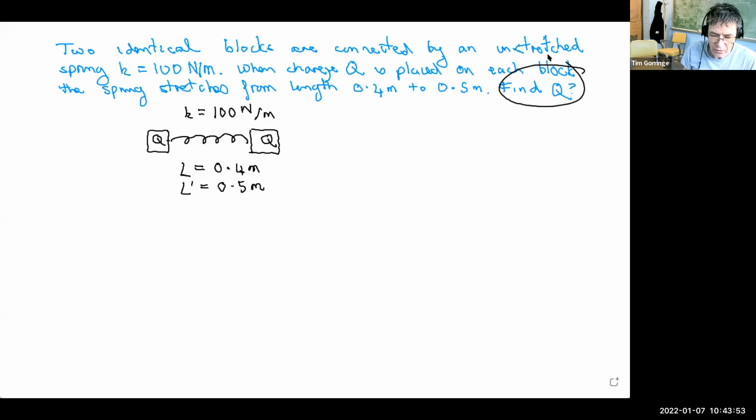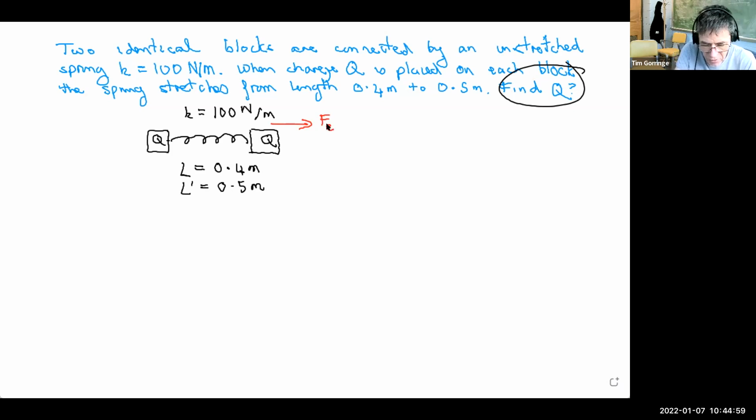So this is really a problem of understanding the equilibrium of the various forces in this problem that happens when you place the charge on the blocks and the spring stretches. So if I imagine the block, say, on the right-hand side, that block is being repelled through the electrical interaction, through the electrical force from the other block. And so there's an electrical force on that block. I'll just call it Fe.